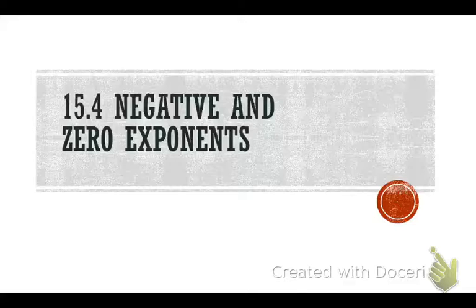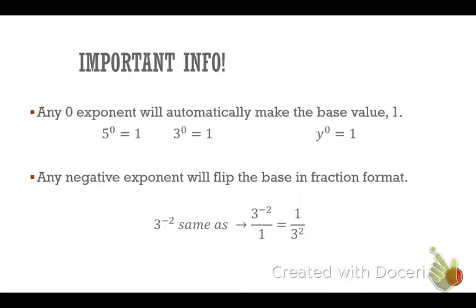Okay, so today we're in section 15.4, negative and zero exponents. We just have some special rules that we need to learn about negative and zero exponents. So rule number 1, any zero exponent. All three of these terms have an exponent of 0. No matter if it's a number or a variable, what will the answer be?